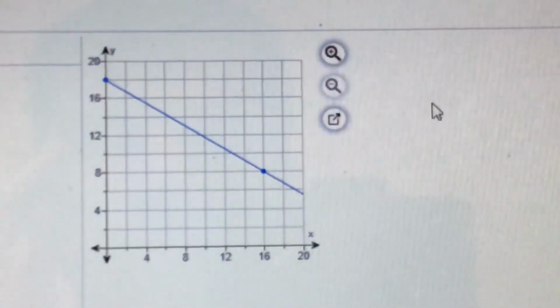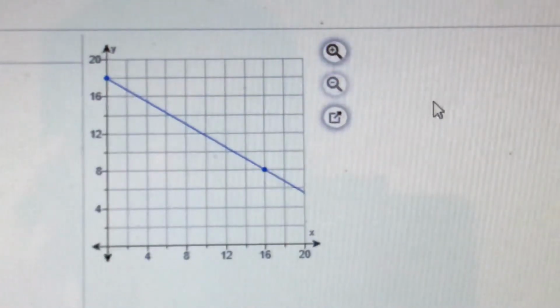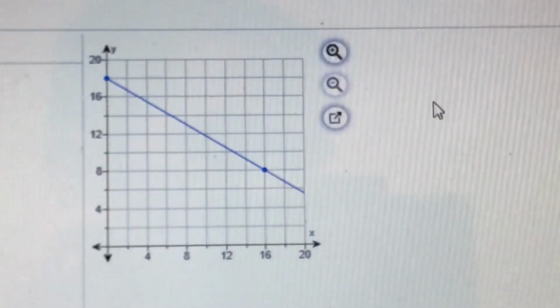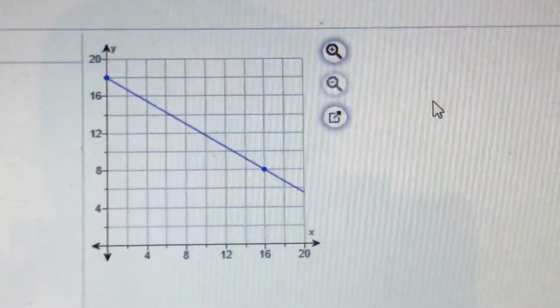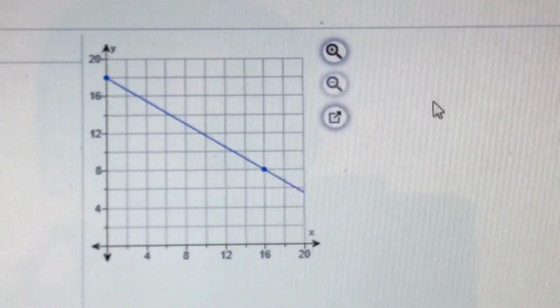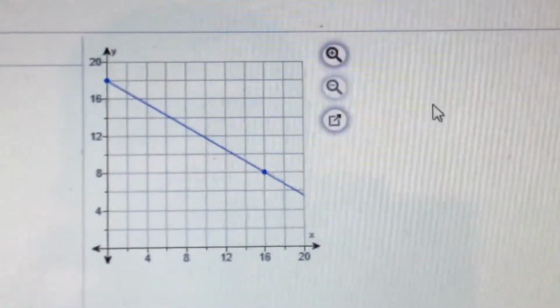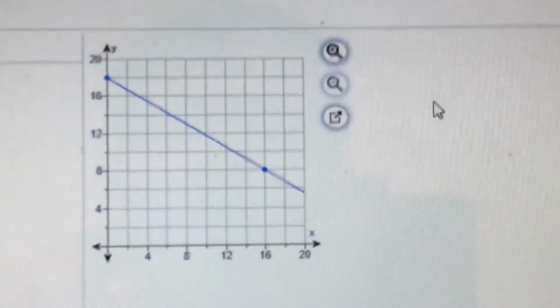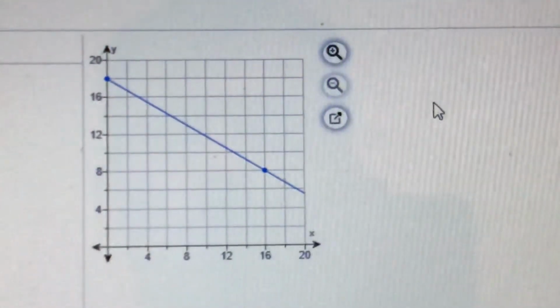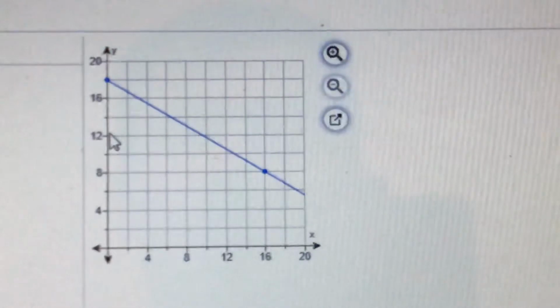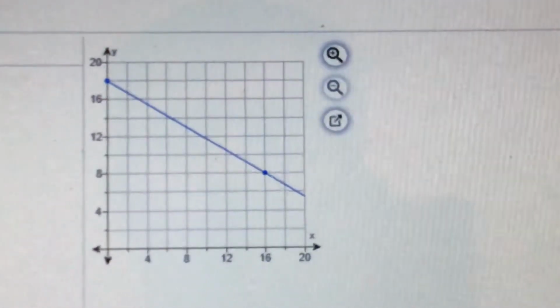Alright, so let me show you some more specific problems as far as using rate of change and initial value. For this problem, this is like numbers 27 through 32, okay? And what they have asked you to do is just simply find the rate of change. So again, we need a change of y and a change of x.